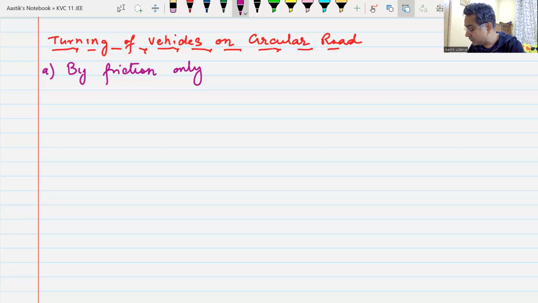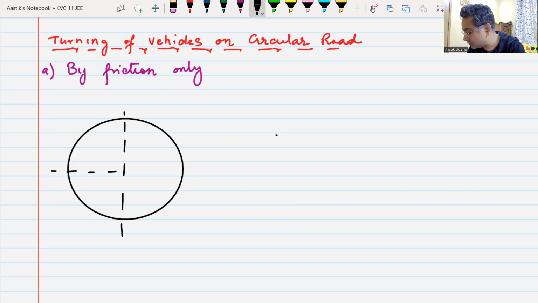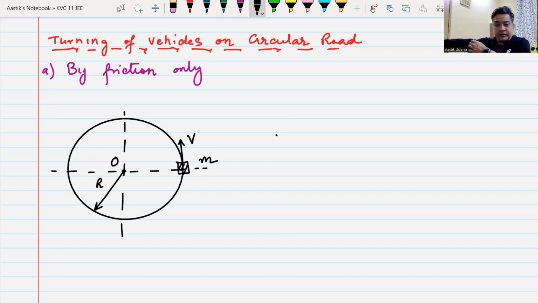Now what I am going to draw is a top view of a car or a vehicle which is moving on a circular road. This is your car. The mass of the car is m, and it is trying to move on a circular road with a velocity v. The center is here and the radius is r. Now it is trying to turn on the circular road, and as the heading says, by friction only.